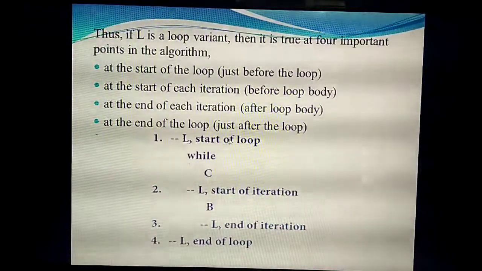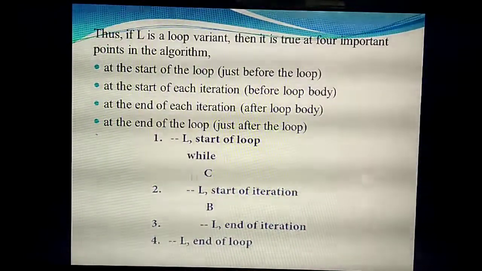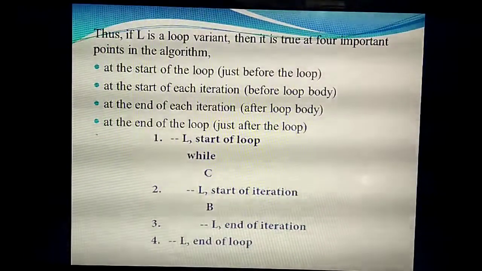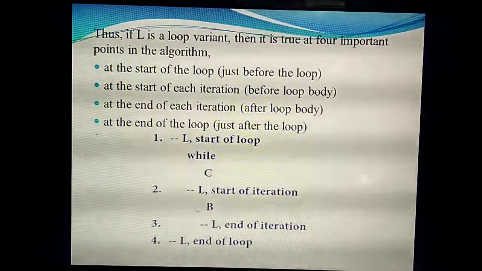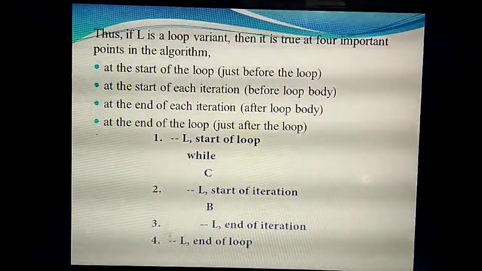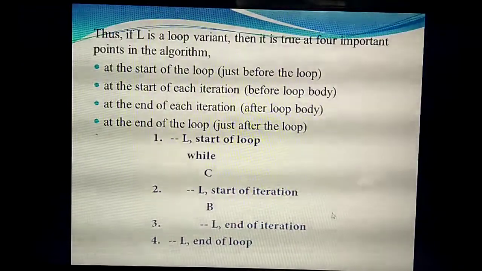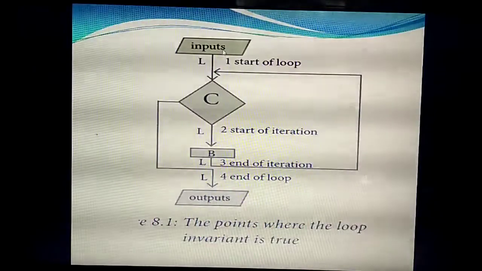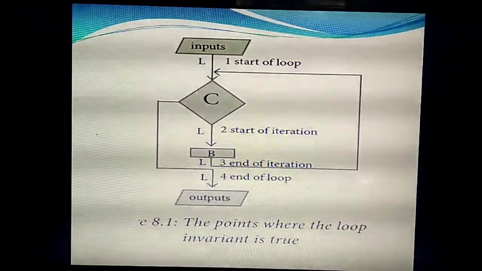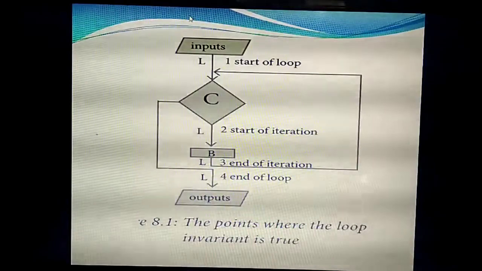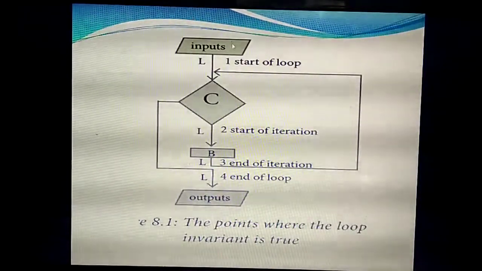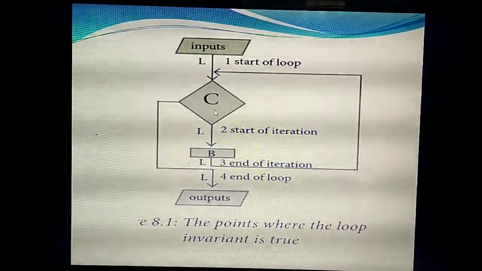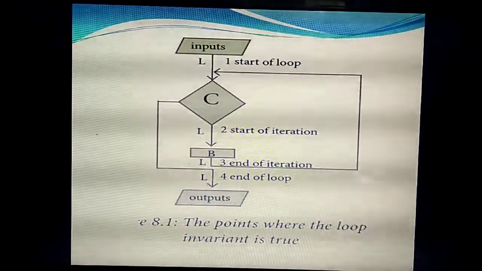Listen, L becomes true at the start of the loop, then the condition. We are giving one condition: first the start of the loop, then the condition, then the start of the iteration, then the loop body, then the end of the iteration, then the end of the loop. This one you need to study. The same thing you have in the flowchart. Listen, you have given inputs, as the start of the loop. You input 2 or 3 variables, then you give some condition, and after the condition the loop body will execute.